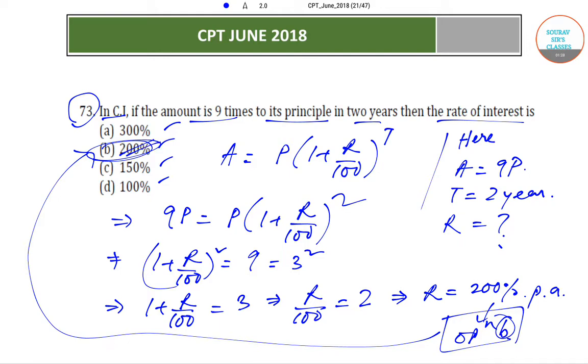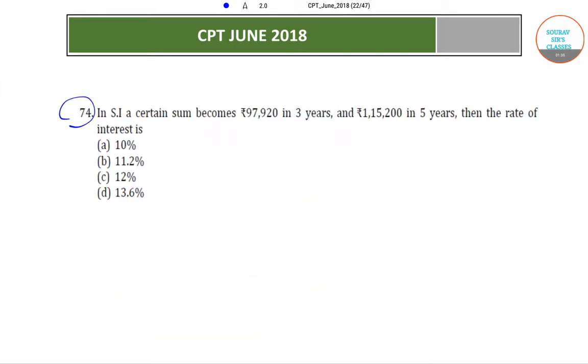Now we'll move forward to the next question. This is also a question on simple interest. Now in this question, which is question number 74, it has been said that in simple interest a certain sum becomes rupees 97,920 in 3 years and 1,15,200 in 5 years. Then the rate of interest is 10%, 11.2%, 12% and 13.6%. So these are the options.